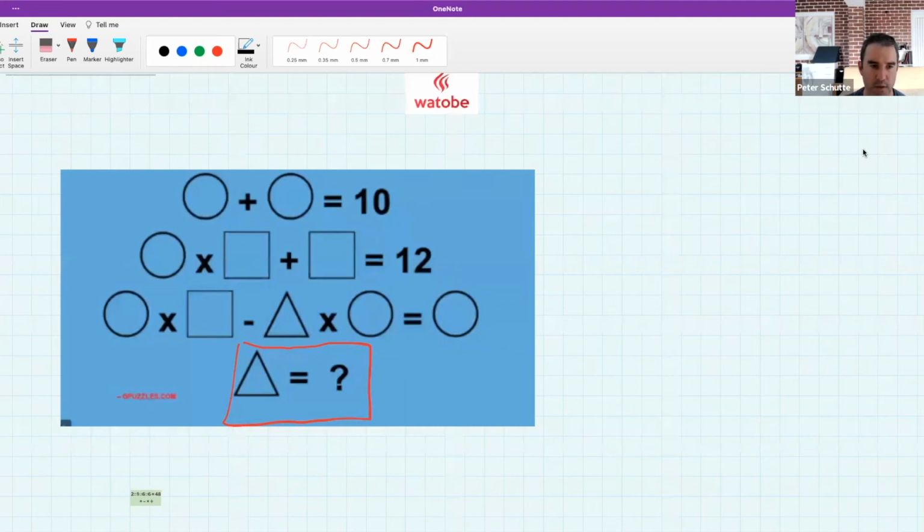Okay, so what do we got here? We're looking for a triangle value, and we need to figure out, well, I think this has to be 5.